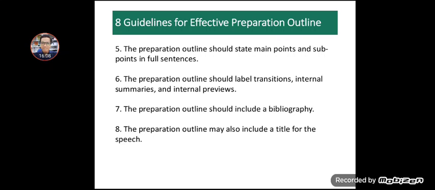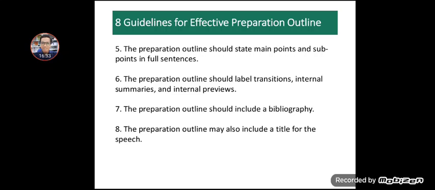And then we have our elaborations and so on. So right after the elaboration, we want to transit to the next, or we want to change to the next main points or sub points. So we need to have an internal summary of the first point first, and then after the transition, we do the internal previews for the next sub points.